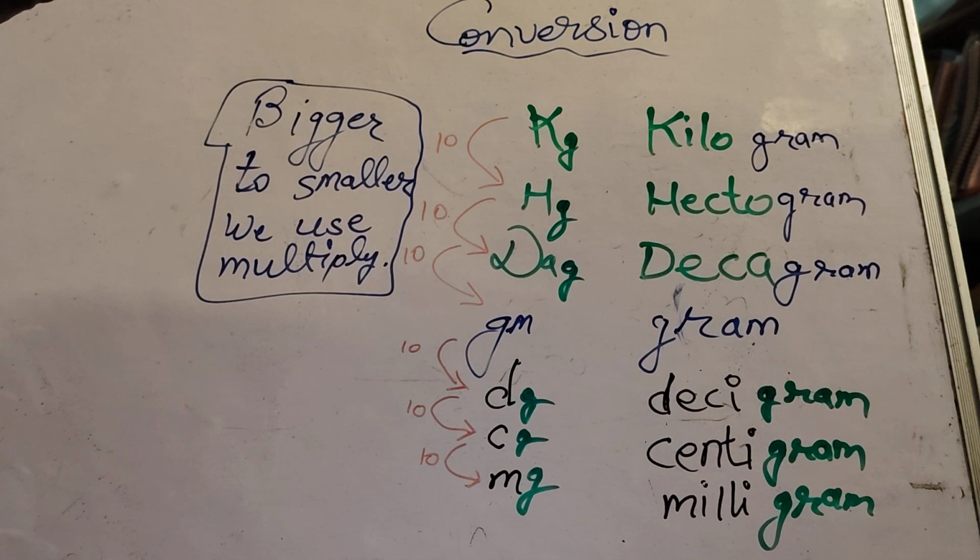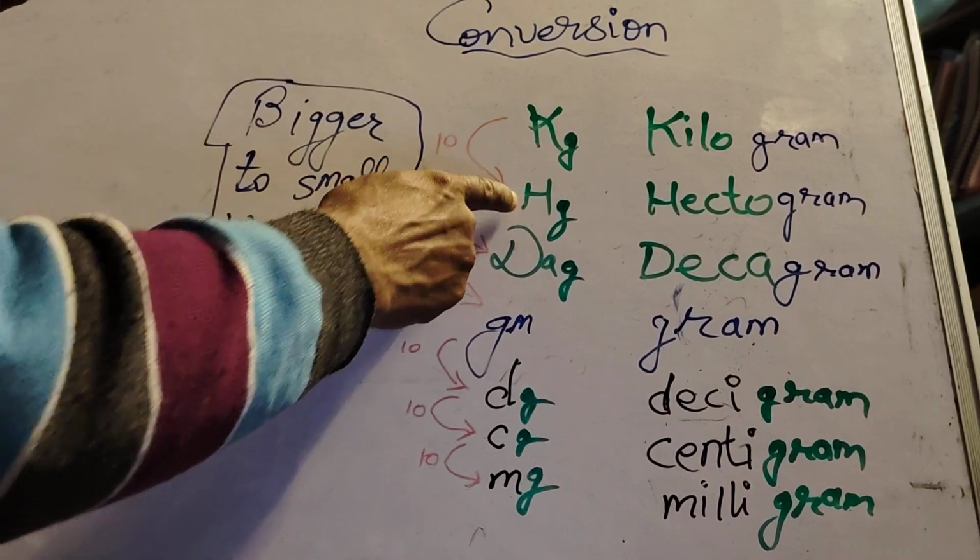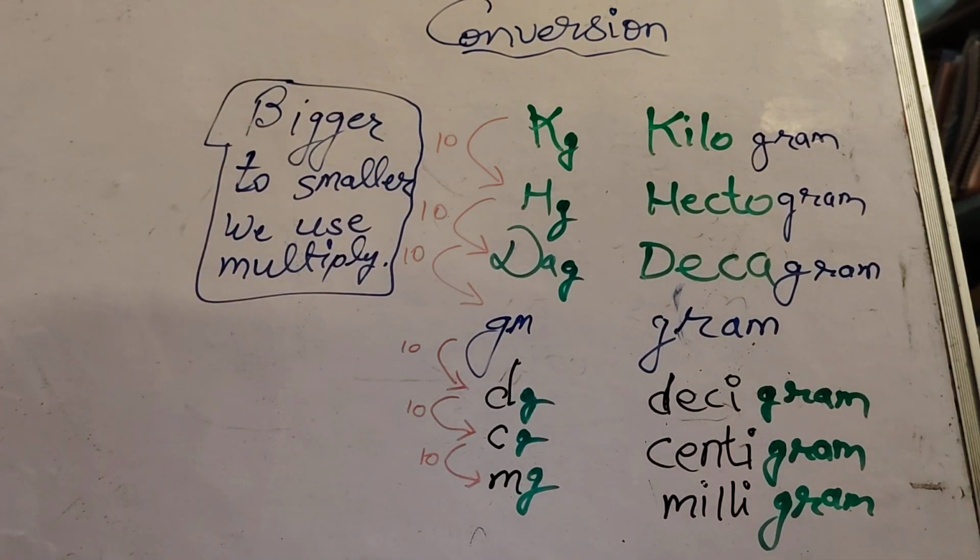1,000,000 and 0. Yes, it means 1 million. 60 is there. Yeah, 60. So these 6 we have relation here. Similarly, if the question asks 1 hectogram equal to how many decagram?